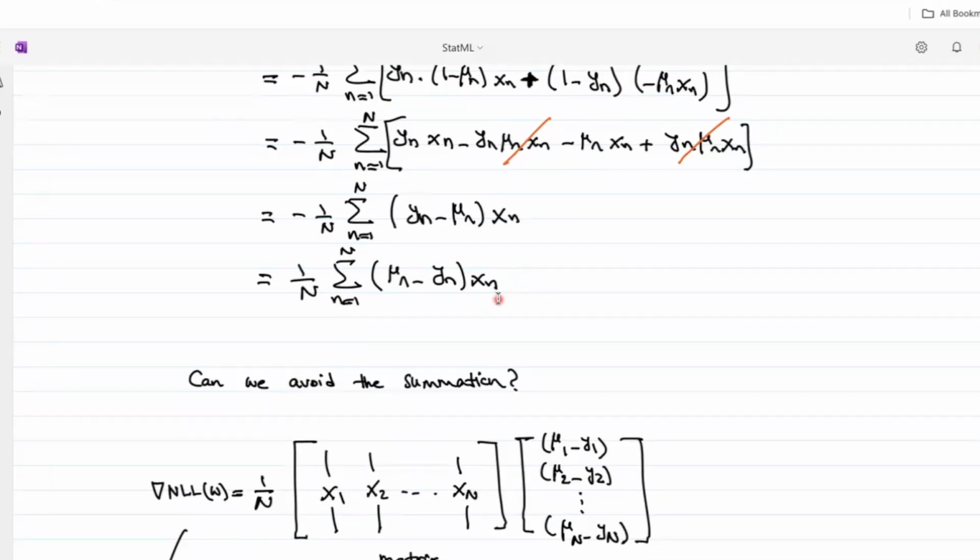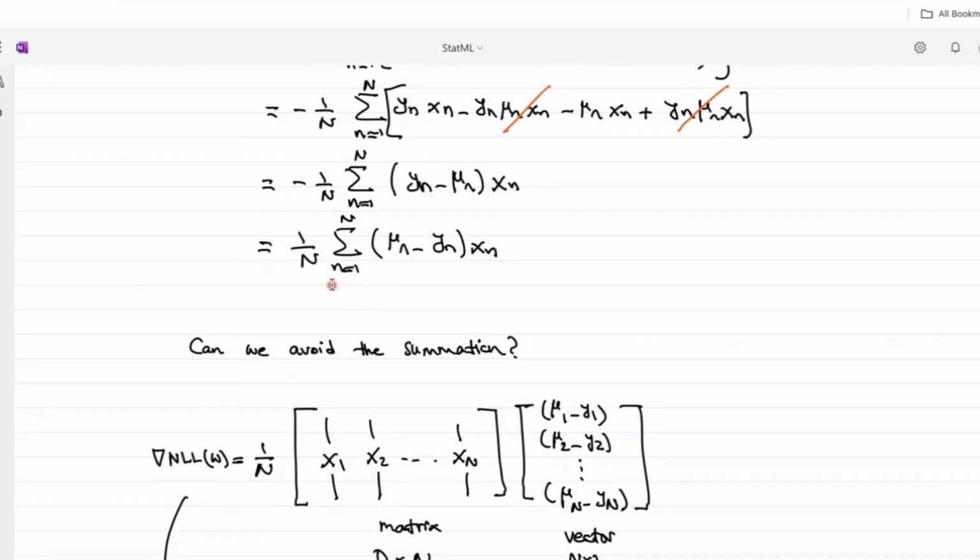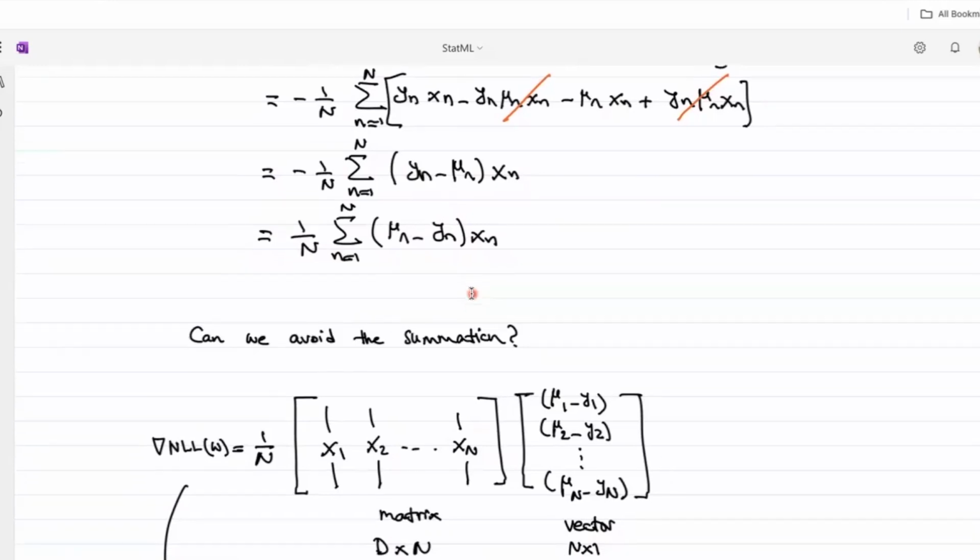We can also go one step further and simplify this by getting rid of this summation, because remember that in some cases you may have millions of data points. So using this summation is not really efficient when you want to implement this using Python or other languages. So the next question is, can we write this in terms of matrix vector multiplication? And the short answer is yes.